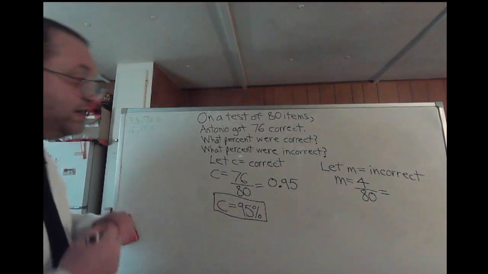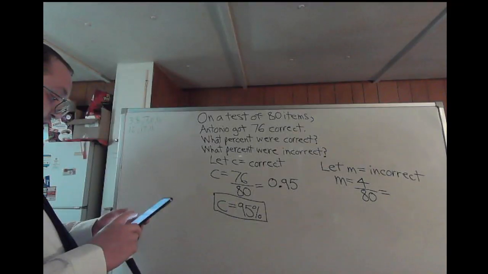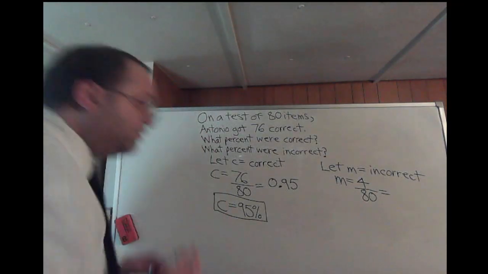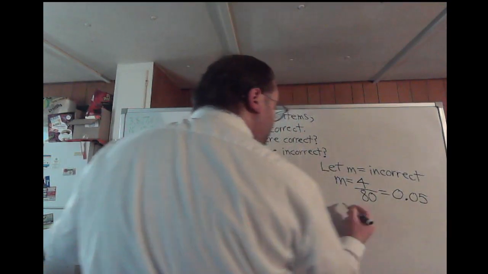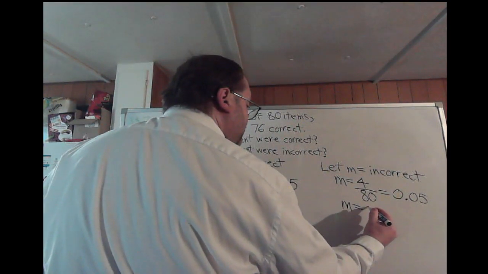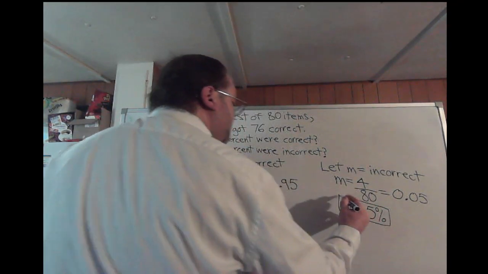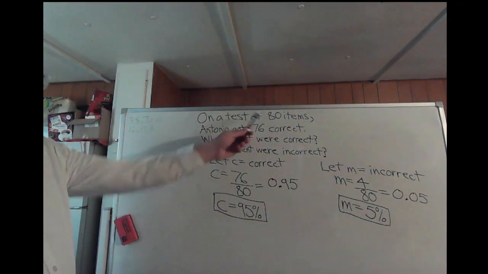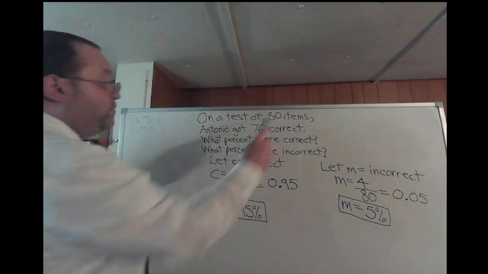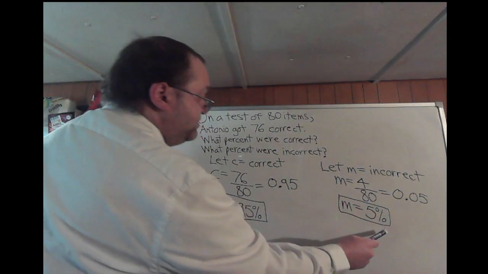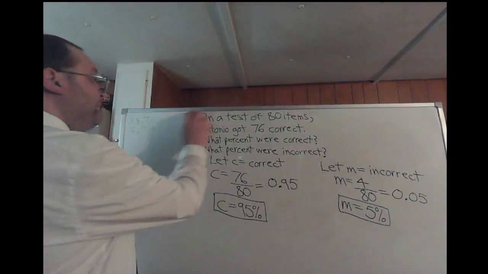Which now we just take our 4 and divide it by 80. So 4 divided by 80, that's 0.05. So the number that they want in the percent, that means he got 5% incorrect. So, breaking it down, he got 76 out of 80 correct, got 95% there, which means he missed 4 out of 80, so 5% of the items were incorrect. Alright.